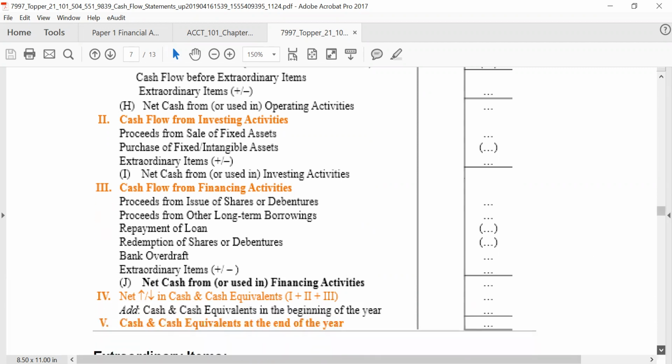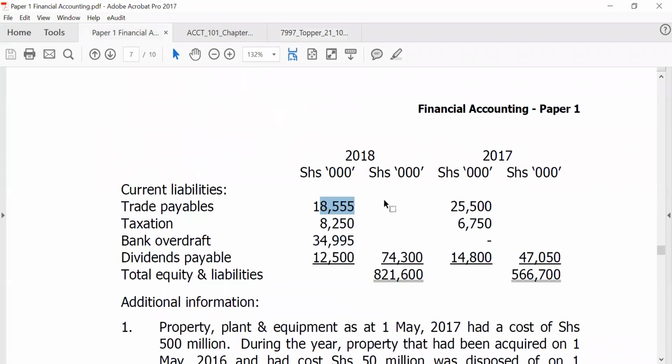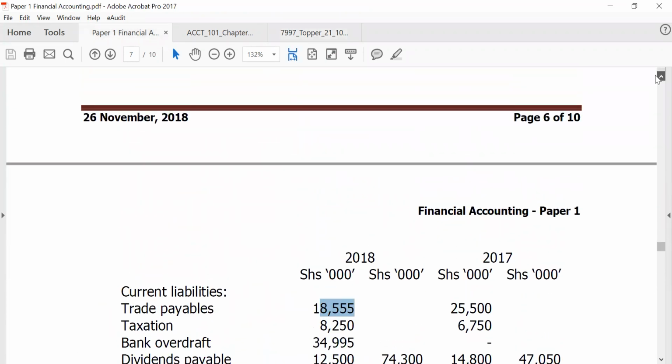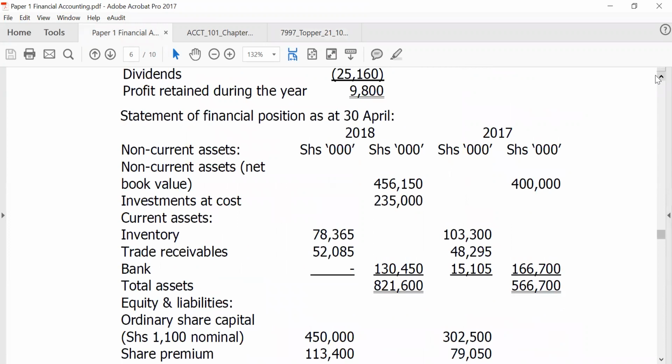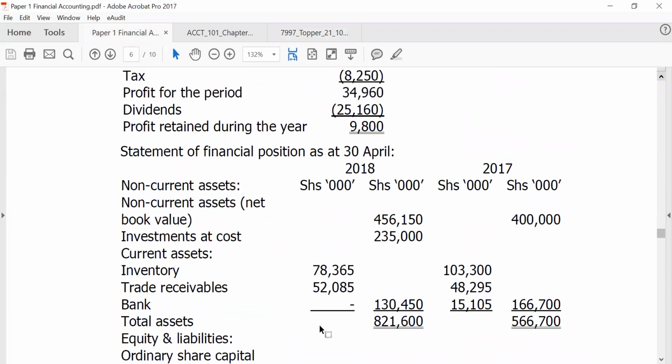And then from that, you're able to get your net cash flow from financing activities, able to add cash and cash equivalents in the beginning of the period, and then you're able to get your cash and cash equivalents at the end of the period. So that is how we are going to approach this. So we are going to have this in mind and look for information within this question that we have been provided. Okay. So that is our intention.